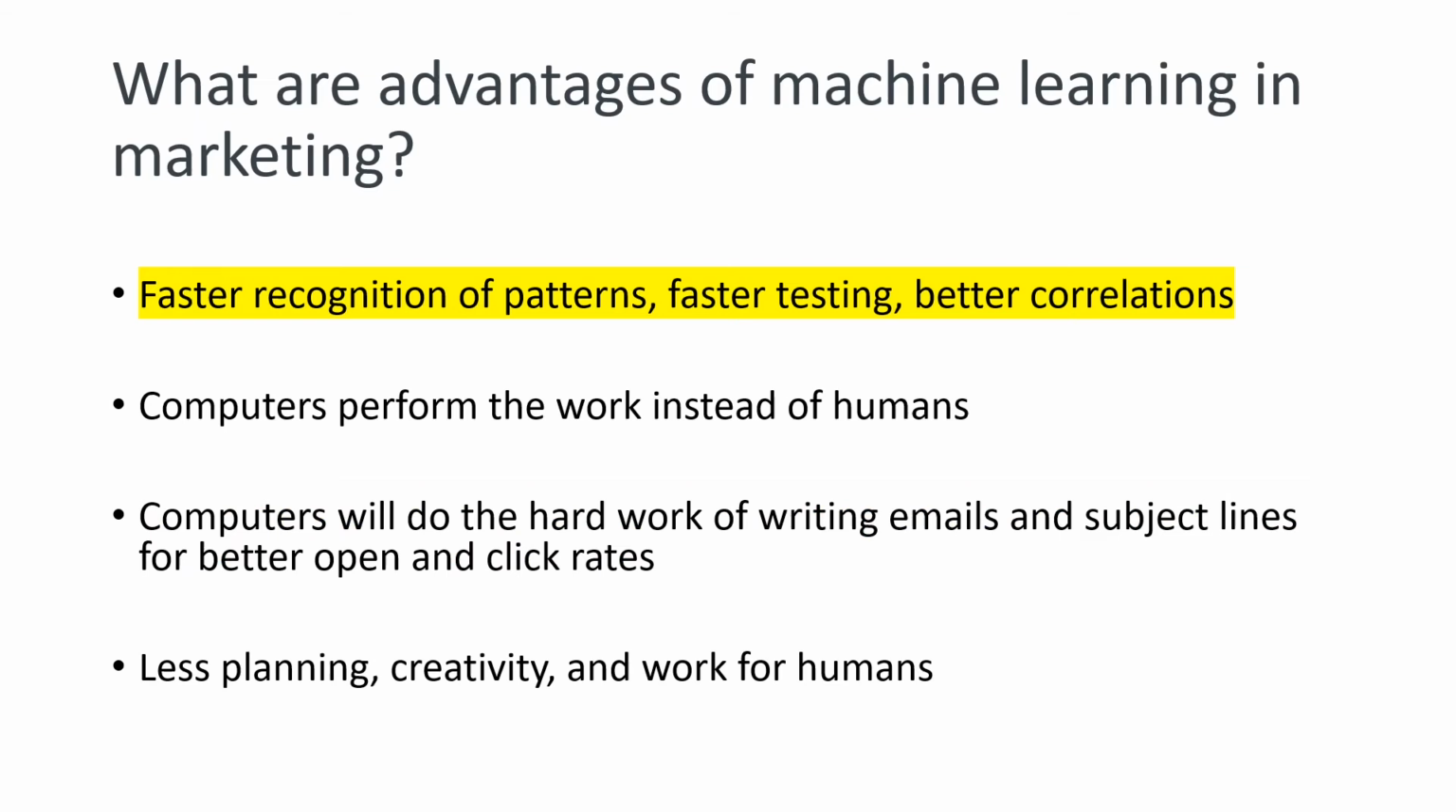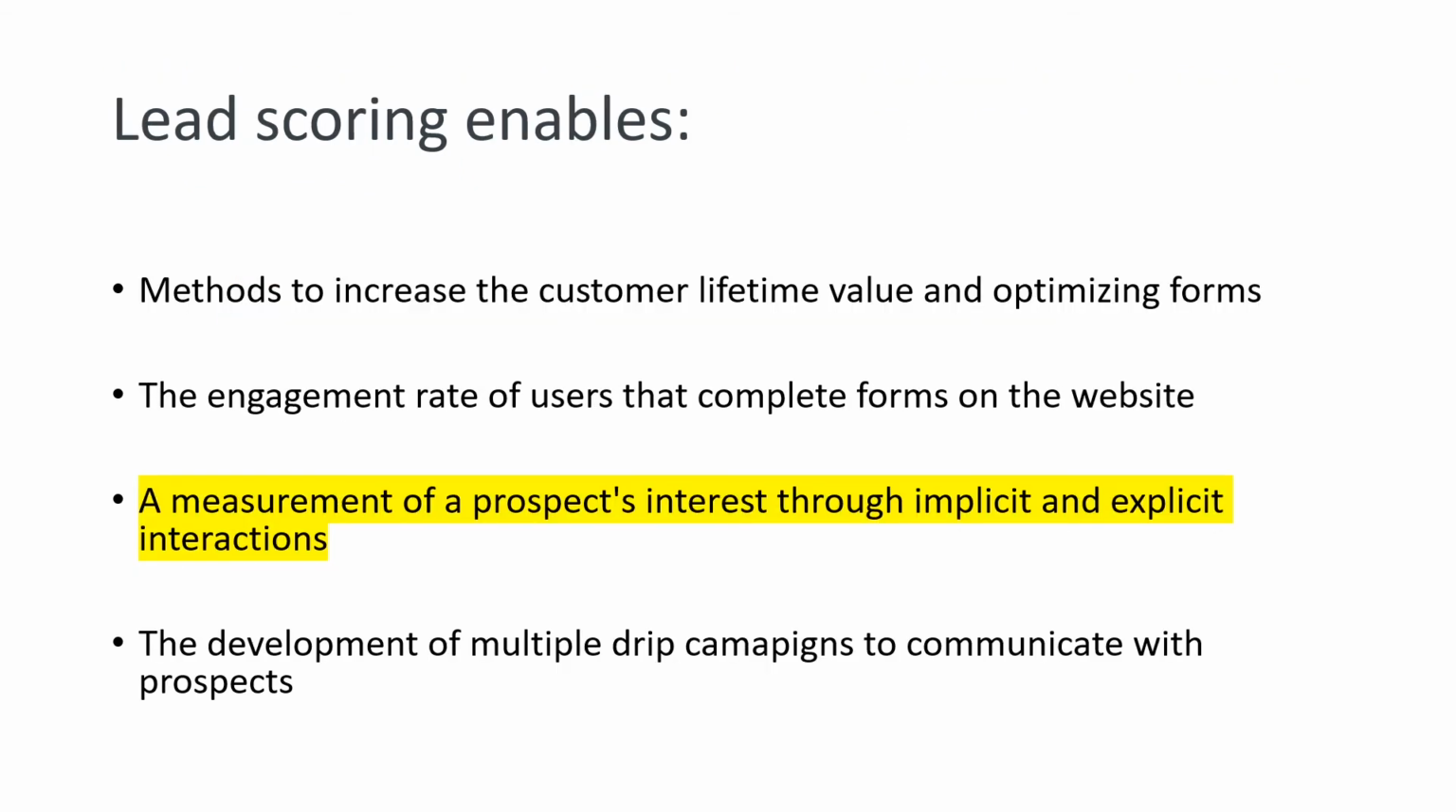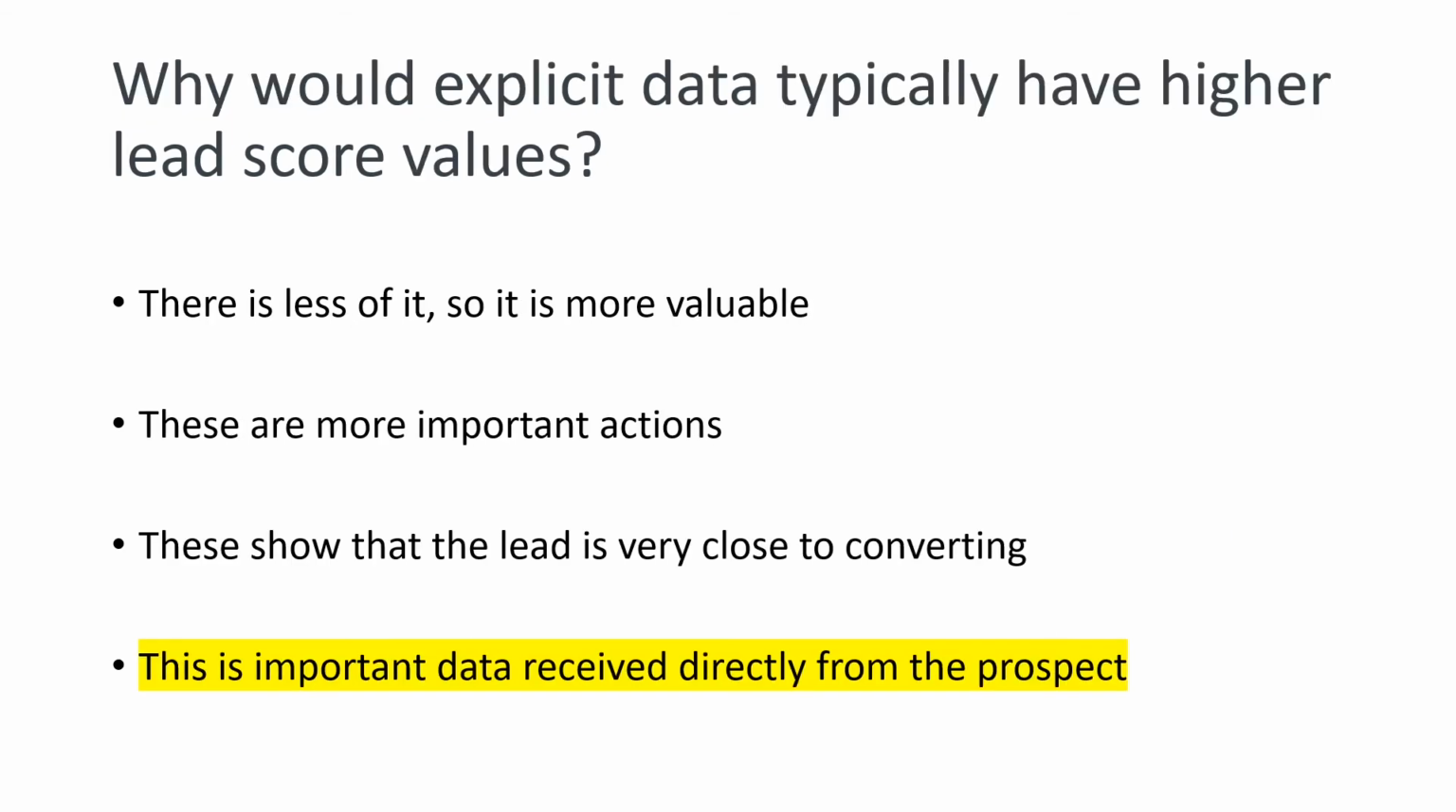250. What are advantages of machine learning in marketing? Faster recognition of patterns, faster testing, better correlations. 251. Methods to increase the customer lifetime value and optimizing forms. A measurement of a prospect's interest through implicit and explicit interactions. 252. Why would explicit data typically have higher lead score values? This is important data received directly from the prospect.